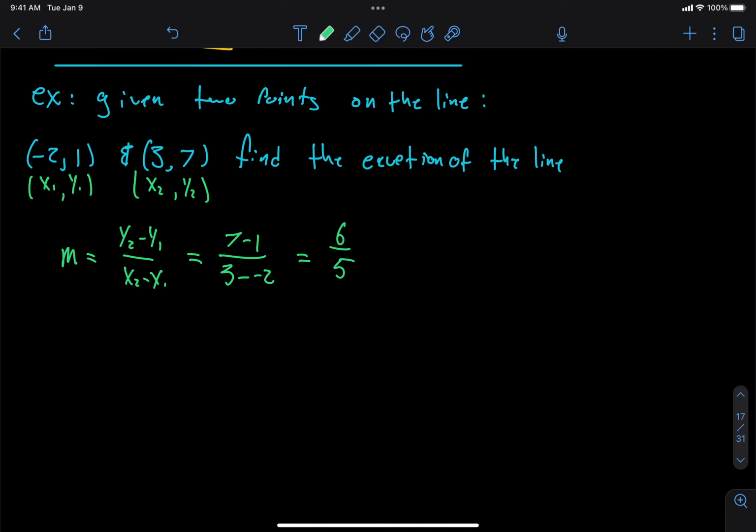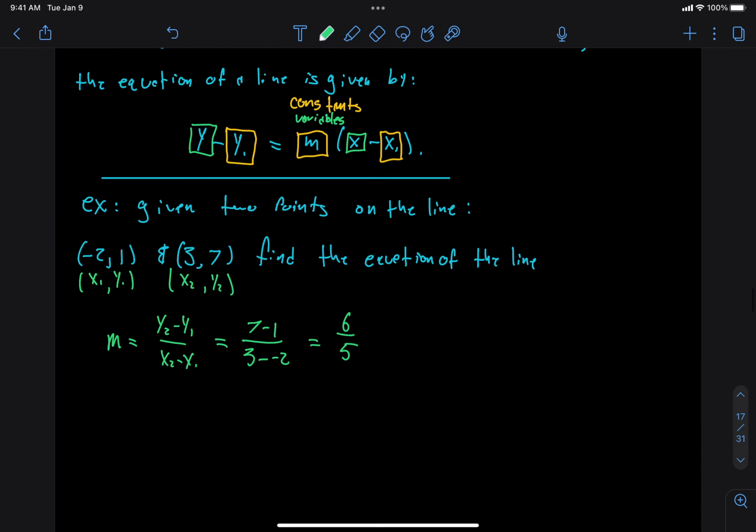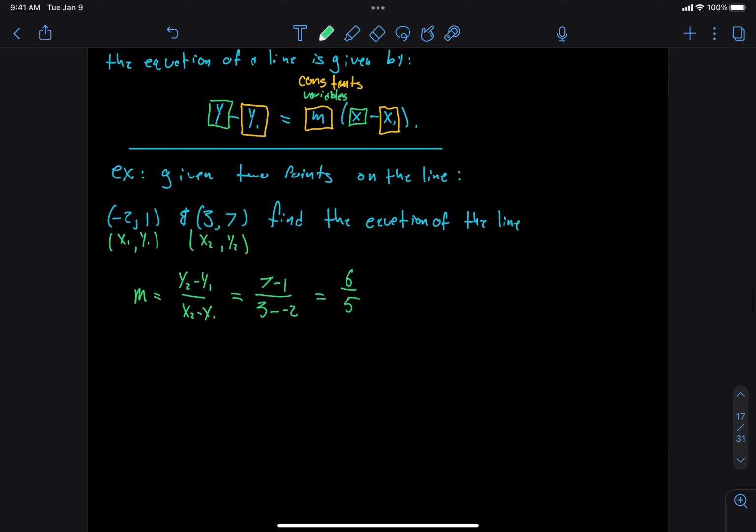Okay, so now I have a point. In fact, it doesn't matter whether I pick this point or this point. Both of them are okay. But I'm going to just pick this point because I already labeled it as x1, y1, and x1, y1 are here in my point slope form. So all I'm going to do from here is plug.